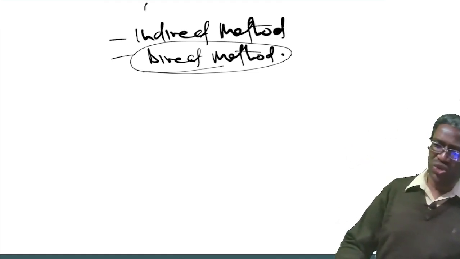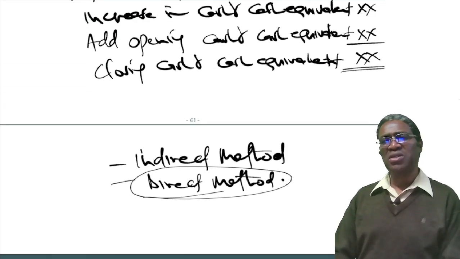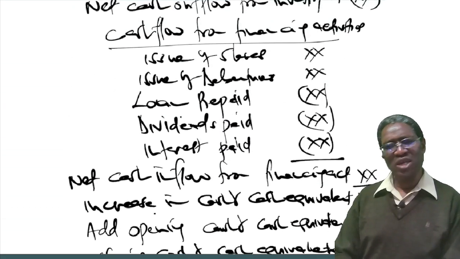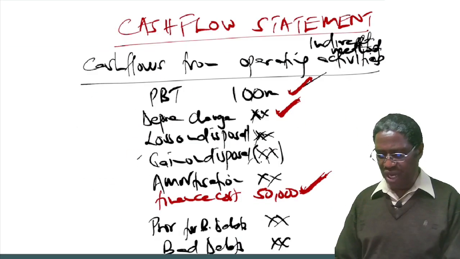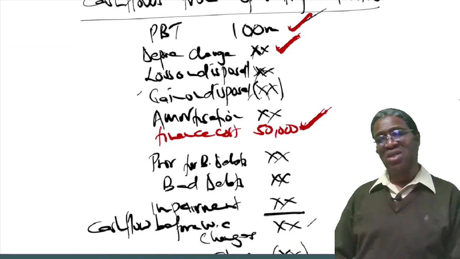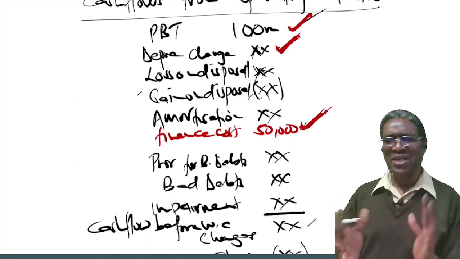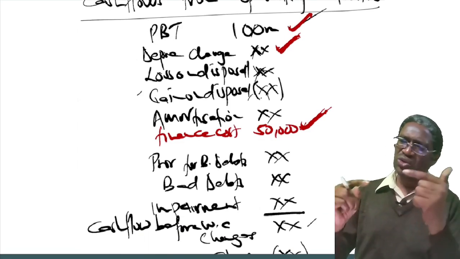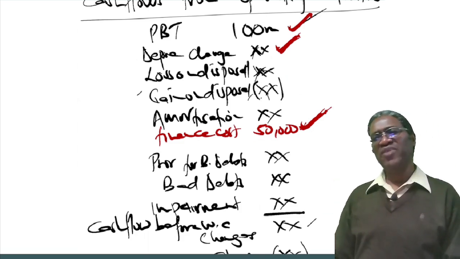The other thing we shall do before we even complicate the topic is that some of these figures may not be given to you, especially for the direct method, the non-cash items. Things like depreciation, gain or loss on disposal, provision for bad debts. Sometimes you are not given. We shall also discuss how you calculate those items if they are not given.